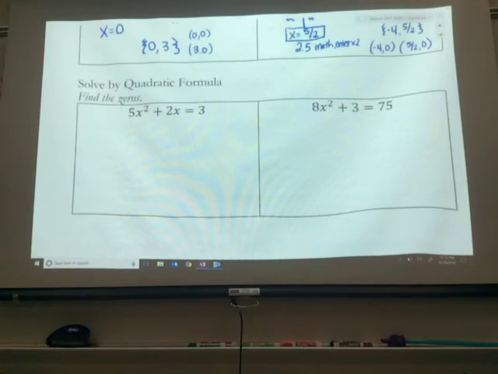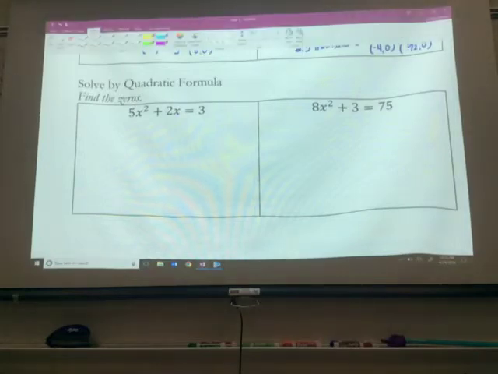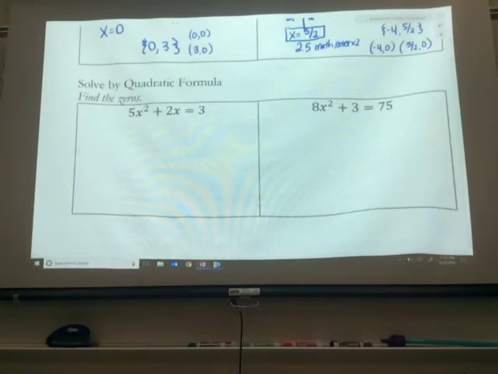The last one is solving by quadratic formula. This is your end-all catch-all, okay? This is like the basket that covers everything, or the umbrella that covers every situation. The only problem is we have to make sure our quadratic formula is equal to 0. In order to use the quadratic formula, we've got to subtract 3 from both sides. We now have 5x squared plus 2x minus 3, because they are not like terms, equals 0. Once you're equal to 0, you can identify your A, B, and C.